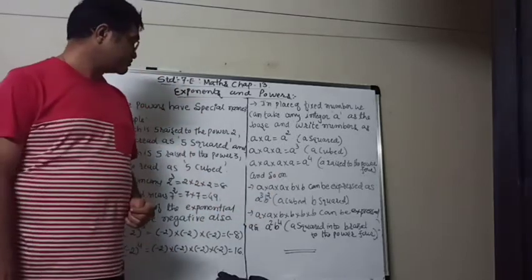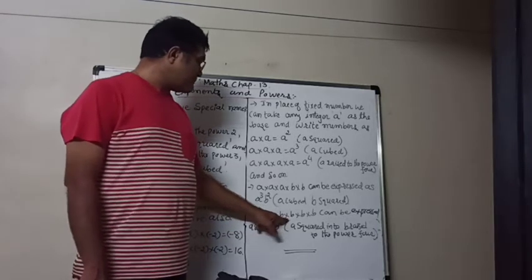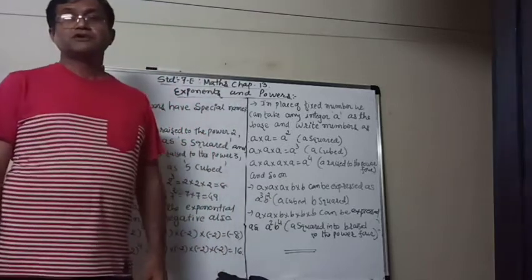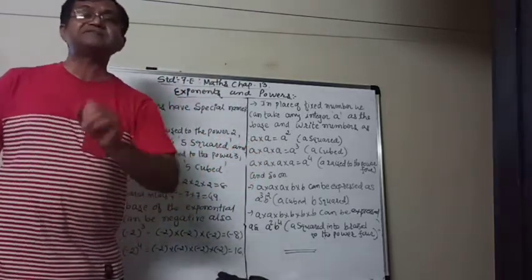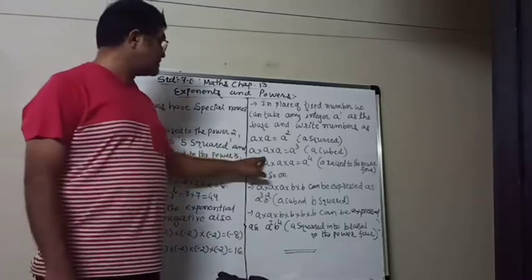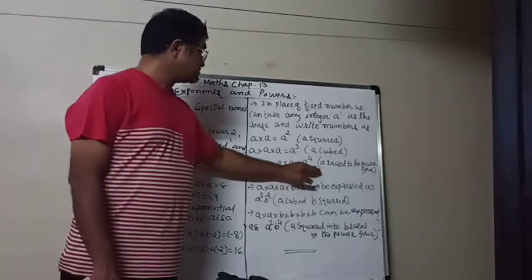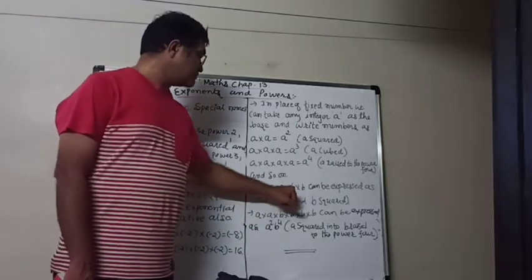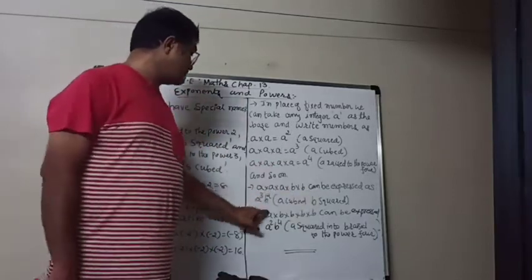Similarly, here you can see a multiplied by a multiplied by b multiplied by b multiplied by b multiplied by b. Now we cannot write them together because the bases are different. Earlier, all the bases were the same number, so we wrote a single answer. But here there are a and there are b, so we cannot write them together. We have to write them separately.